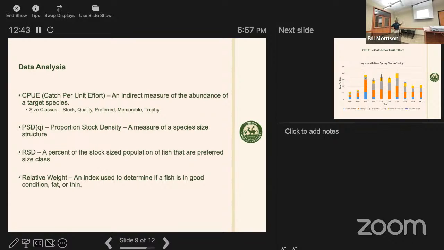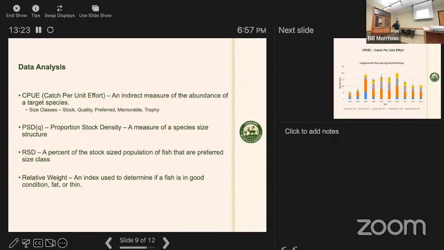And relative weight is an index. Say if you had 2 fish of the same length, and I'm just gonna make it up, one weighed 4 pounds and one weighed 6 pounds. The one that weighed 6 pounds has a higher relative weight than the 4 pound. So it gives you an indication of the condition of the fish. We only use relative weights in the fall, because in the spring it would skew your results because they've got food.